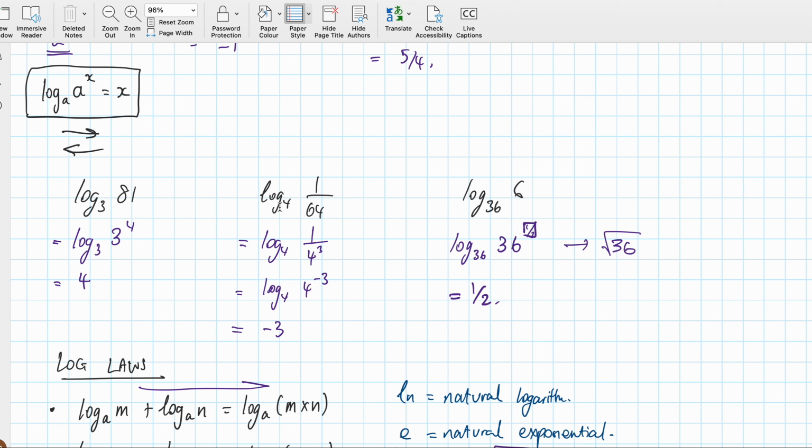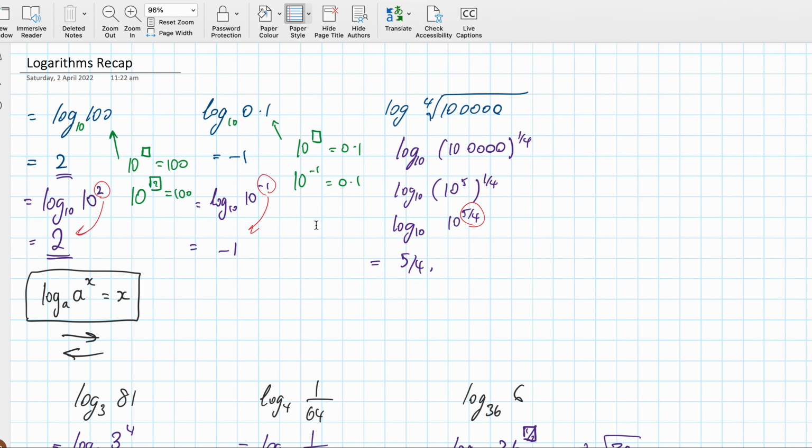Over here, log base 4 of 1 on 64 is the same as log base 4 of 1 on 4 to the 3. Make it a numerator, so log base 4 of 4 to the negative 3, and our answer is the index, negative 3. In the last one, and this gets lots of people, it's log base 36 of 6. Match the base: log base 36 of 36 to the something. Most people freak out on this one, but if I go 36 to the half, I know it's the same as saying the square root of 36. Therefore, our answer for this one is a half.